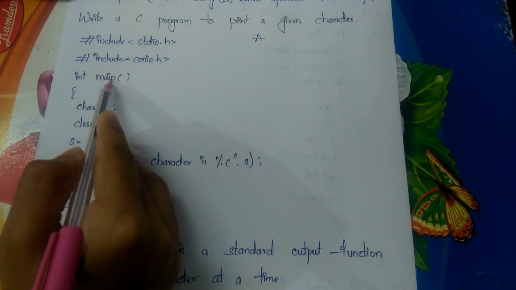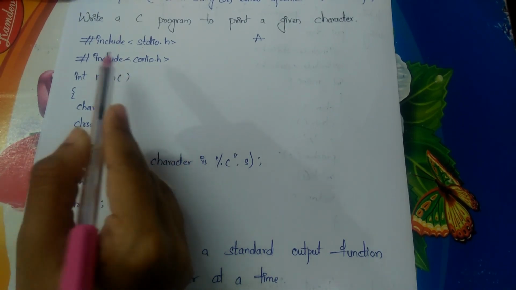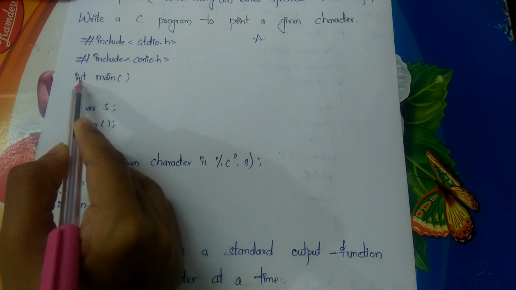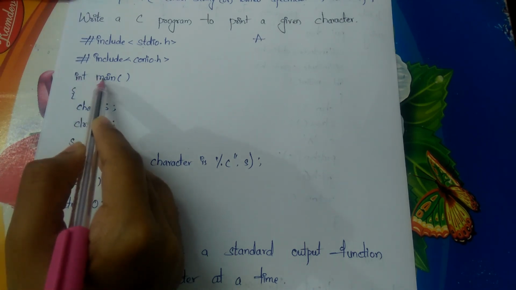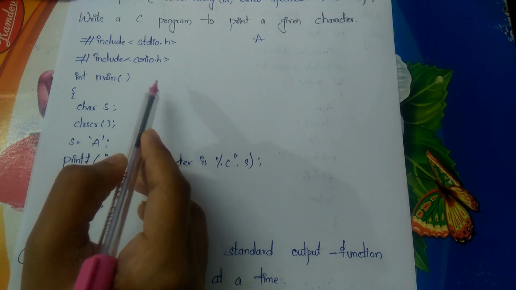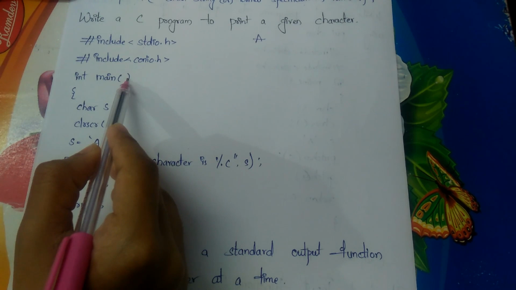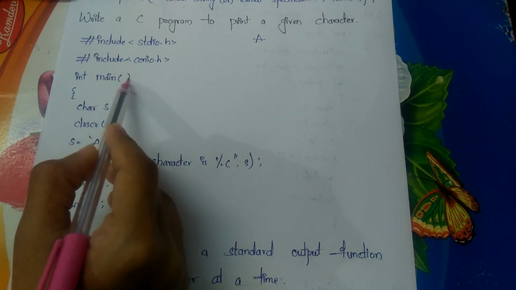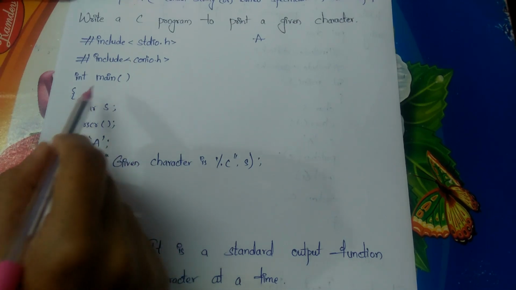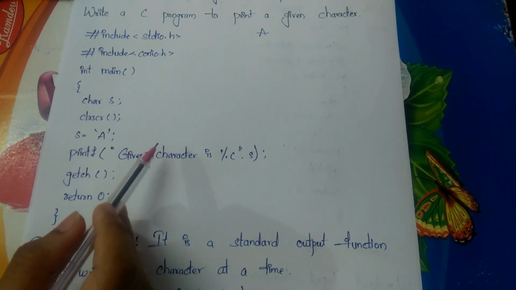Now the int main starts. Printf always returns an integer value, so compulsorily we have to use int as the data type, int main. We cannot use void, because printf always returns an integer value. Now the block of code starts. Every program execution always starts with the main function. Within the curly braces only we write the statements, the block of code.